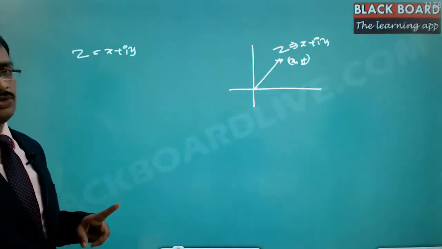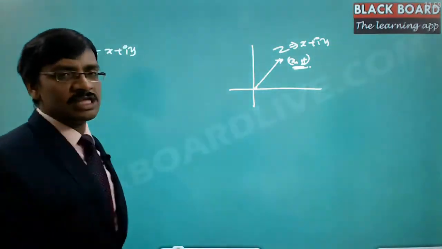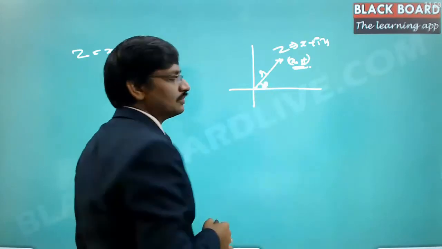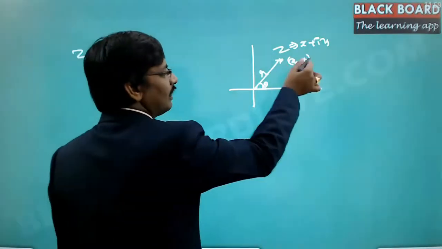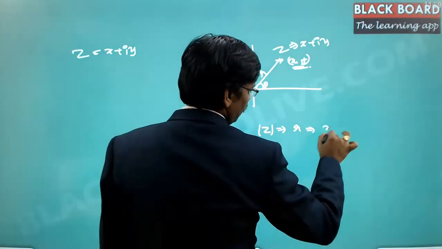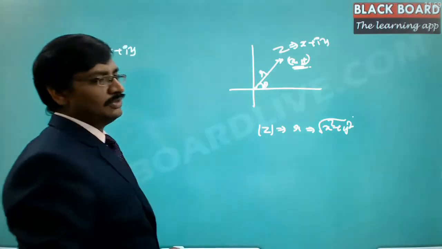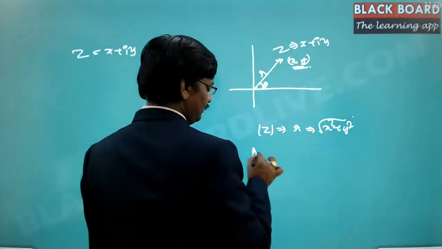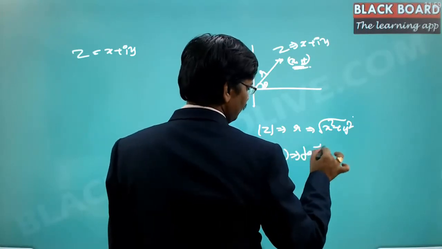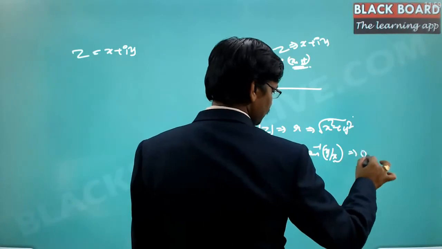The same value, if you express in the Cartesian form, is x comma y. The same value, if you express in the polar form, is this length r with an angle of theta. So that is exactly the same. The r value in terms of x is mod z is equal to r is equal to square root of x square plus y square. And the angle is nothing but argument of z. Argument of z is equal to tan inverse of y by x. So this is nothing but the theta.